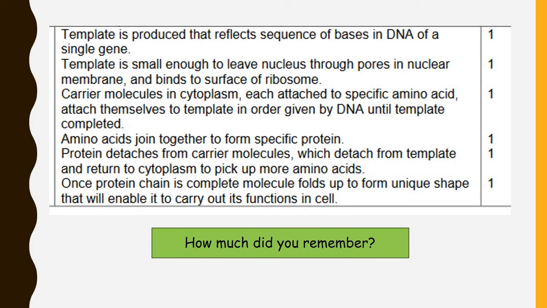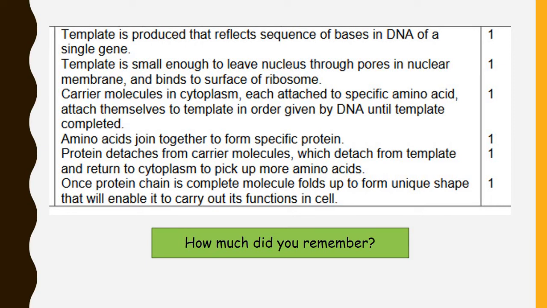Once you've done that, you can see here what we used as part of our storyboarding to describe the process of protein synthesis. Have a look through this and think about what areas you forgot, and what areas you absolutely nailed. First of all, a template is produced that reflects the sequence of the bases in the DNA. The protein we're going to make will depend on the template we make. It might be that just part of that DNA, part of that double helix, will unwind to reveal a section of DNA which we call a gene.